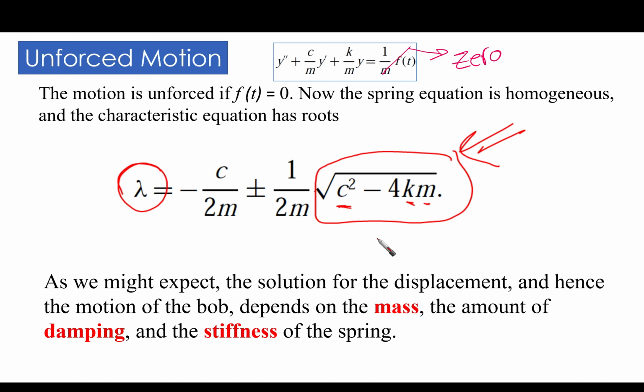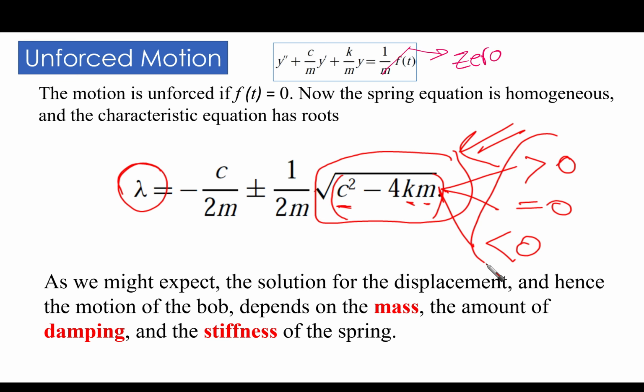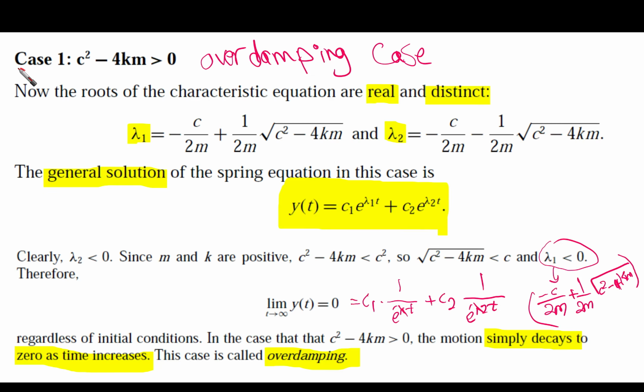So the term under the radical has 3 different cases. Do you remember them? The case where it is larger than 0, when it equals 0, and when it's smaller than 0, right? This is what we're going to deal with every time. If it's larger than 0, then it is going to be the first case for us, c squared minus 4km larger than 0. And we call this case the overdamping case. Overdamping case. You are going to understand why we call it overdamping after going into this explanation now.